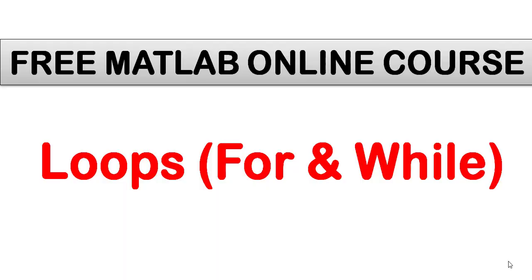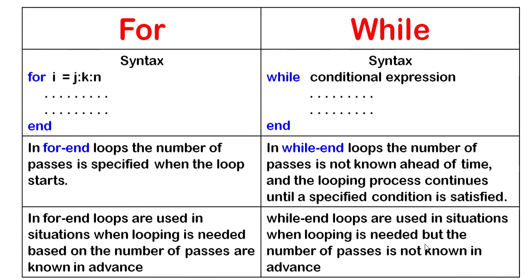Welcome to the 13th lesson on loops: for loop and while loop. Let me quickly go through the differences between a for loop and a while loop. If you observe, the syntax of the for loop goes like this: for i = j:k:n, where i represents the initial variable, j represents the starting element, n represents the maximum number which the loop has to reach, and k is the incremental value.